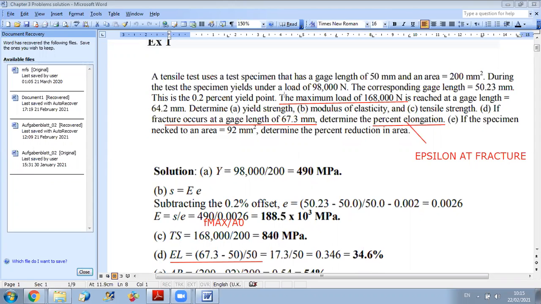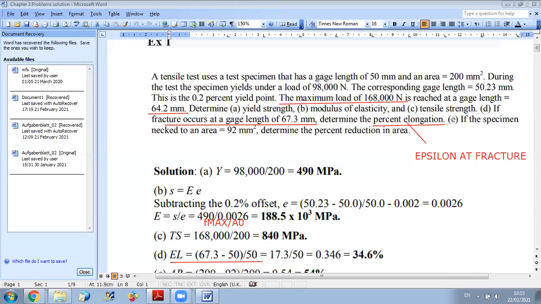Pay attention. Here we will not use this value. And sometimes they give you values not needed. Okay, so this is to test your knowledge. So if they ask you what is the engineering strain at the maximum load, then you will use the corresponding length, which is 64.2. But when they ask for the percent elongation, I use the final length at fracture.